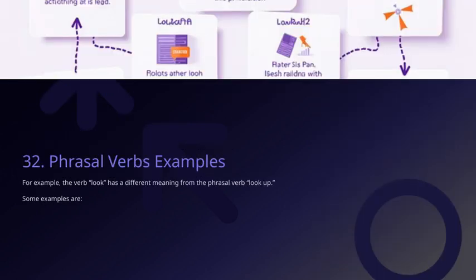Now let's look at some examples of phrasal verbs. For instance, the verb look by itself can mean to direct your eyes at something. But when we add up to form look up, it takes on a different meaning, like searching for information or checking a word in a dictionary. This highlights how phrasal verbs can change the meaning of the base verb significantly. Throughout this presentation, we've seen that understanding these variations is key to mastering more natural and nuanced English. Recognizing how different particles modify the core verb helps us communicate more clearly and effectively.